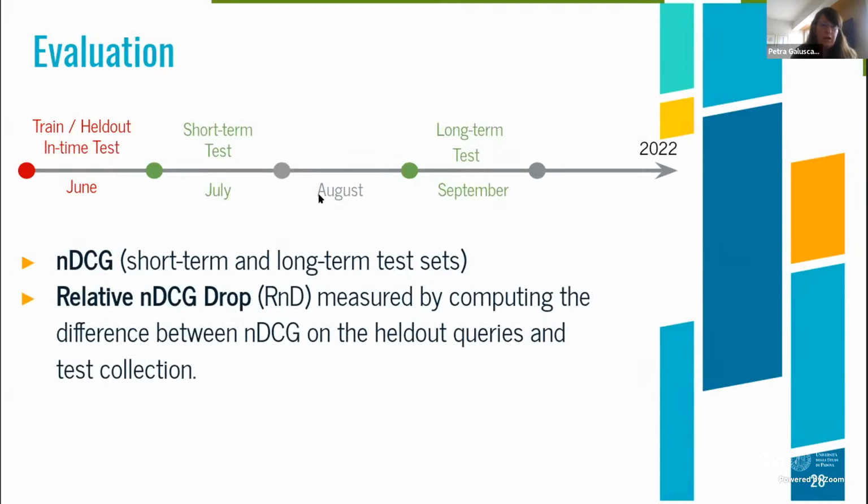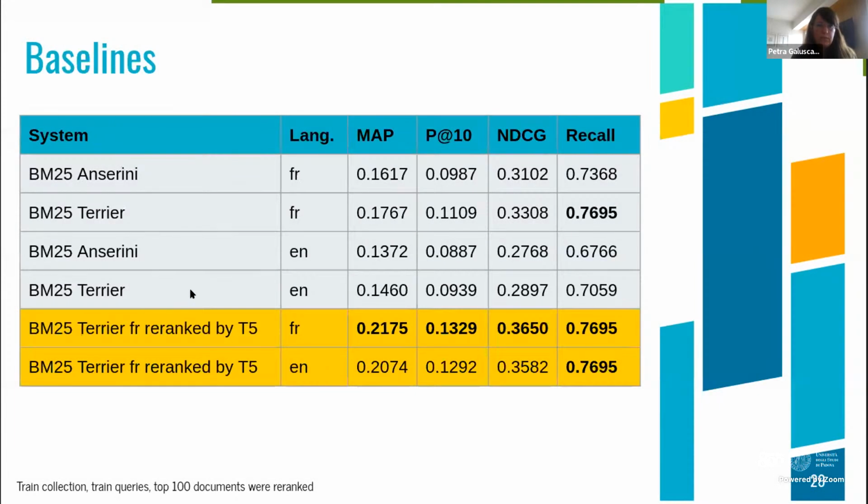For the evaluation, we plan to use the NDCG scores for each collection to be able to measure how well the system is performing. I think this is suitable especially for web search. And then we will also be measuring the drop between the performance on the test collection, either July and June, or September and June. And here are just some scores with the performance on the train collection.